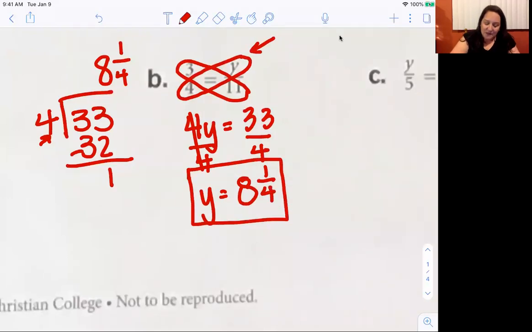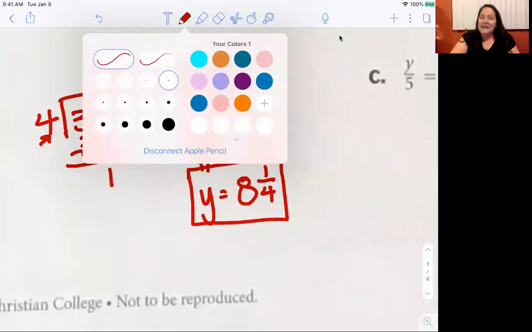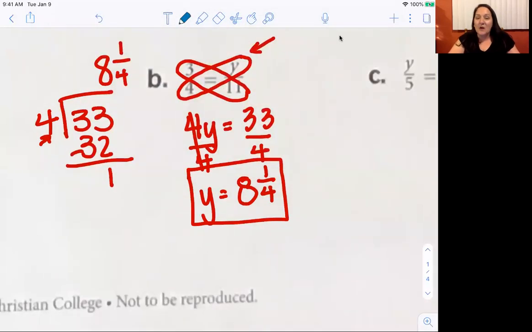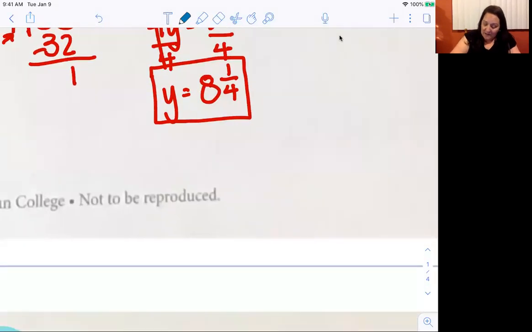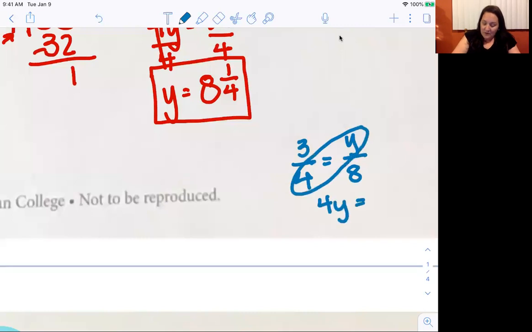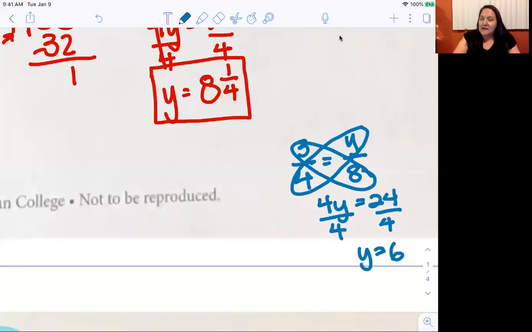So anytime you're faced with a proportion where you cannot easily find the answer, do cross multiplication. And actually, guys, let's say you had a problem like this, 3/4 equals y over 8, and you forgot to just do the multiplying, you can cross multiply here too. Look, this would be 4y equals 24, and then you divide by 4, and y equals 6. So it's the same answer, because 4 times 2 is 8 and 3 times 2 is 6, you would get the same answer.